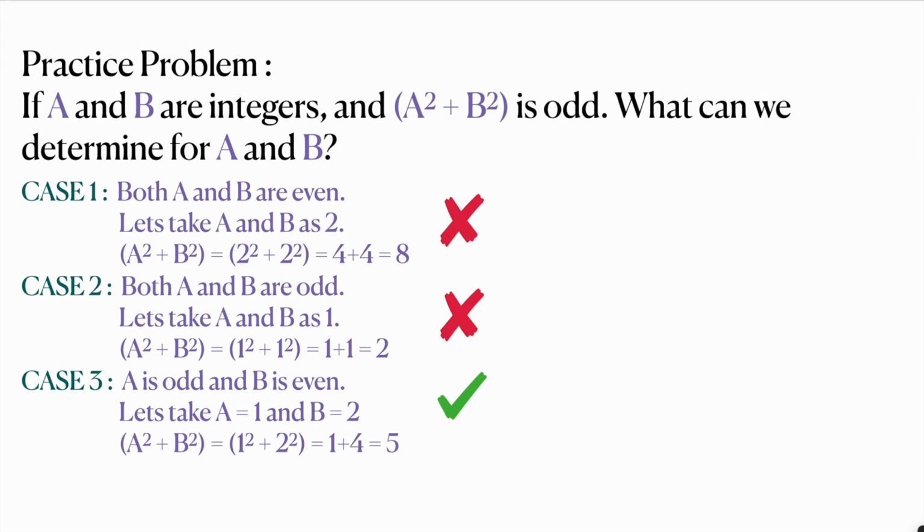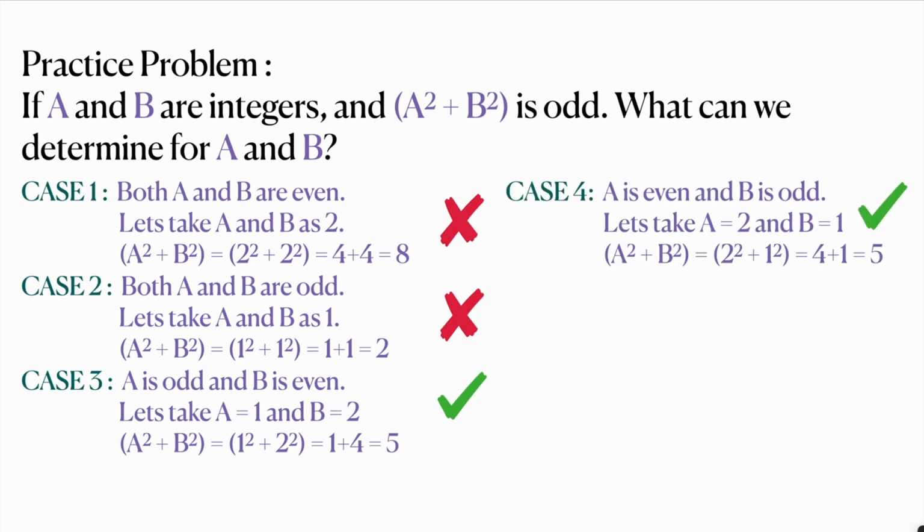Case 3 is where a is odd and b is even. So here we take a as 1 and b as 2. So a square is 1 and b square, that is 2 square, comes out to be 4. So 1 plus 4 comes out to be 5, which is odd. Hence this case satisfies.